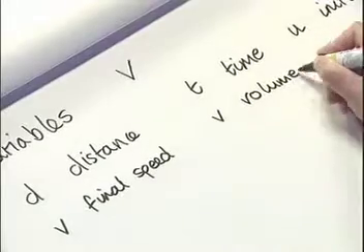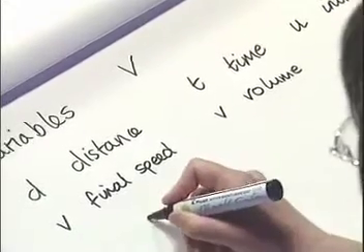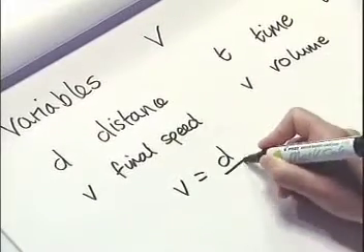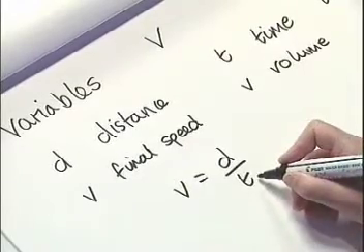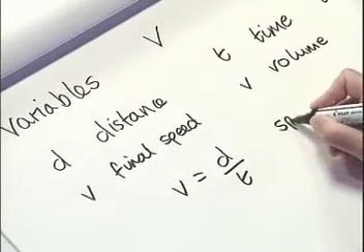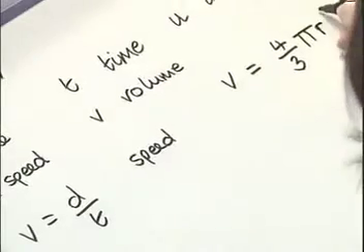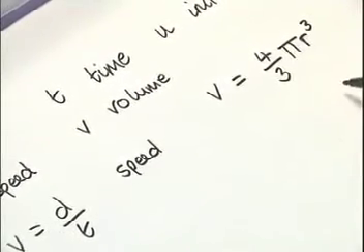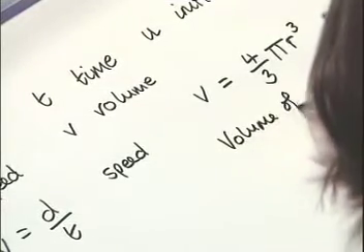But of course V might also refer to volume. And this is where context is important. We look to see what a variable is to work out what it might mean. So for example, if we were to see V is d divided by t, and we're told that d is distance and t is time, then we know that v is speed. Whereas if we saw v with 4/3 pi r cubed, where r is the radius of a sphere, we know that that v is also the volume of a sphere.